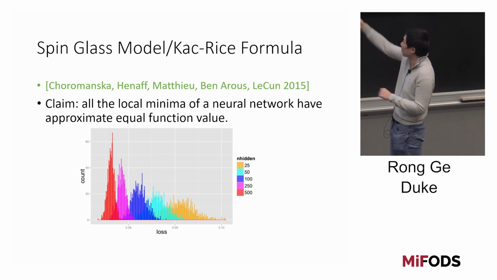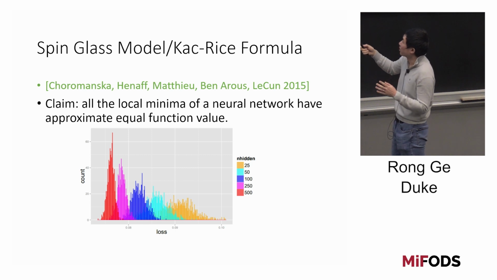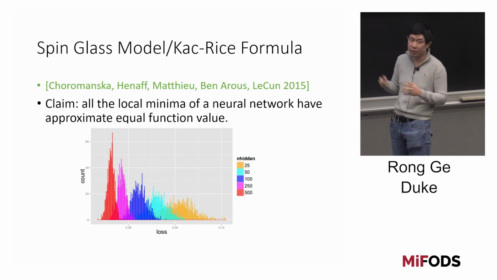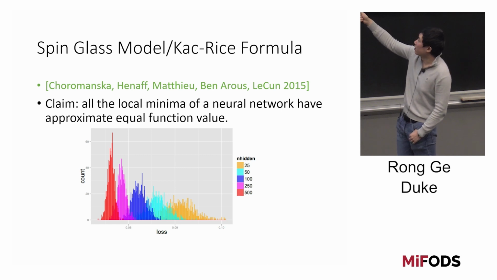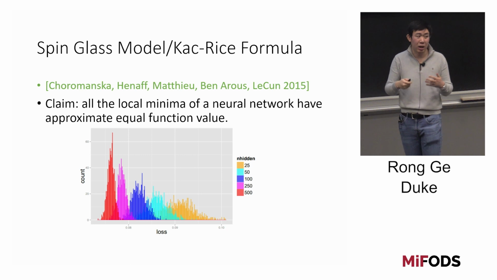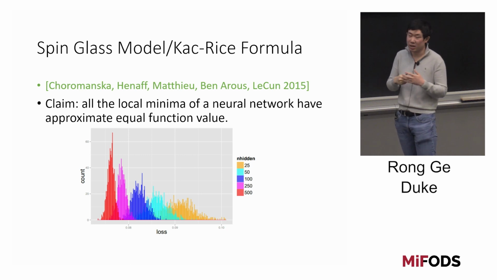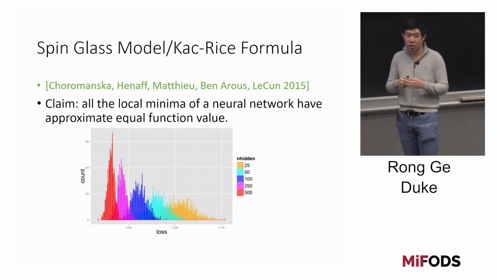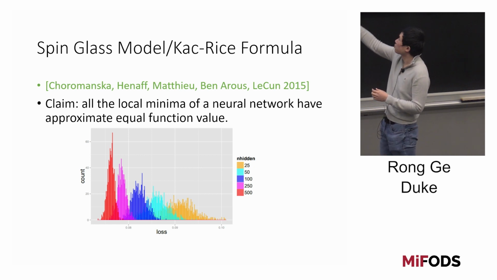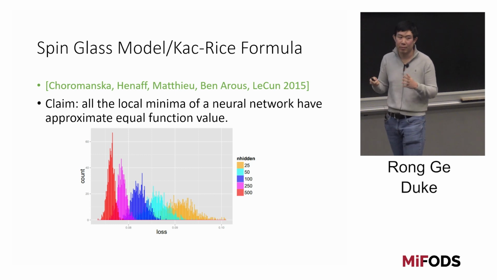This is a picture from this paper where they trained a neural network, I believe a 2-layer neural network on MNIST, and the colors correspond to a different number of hidden units. The actual plots are histograms of the objective function values of the random local minima that they were able to find using local search. As you can see, in most cases, the values of the local minima concentrate within a small range.